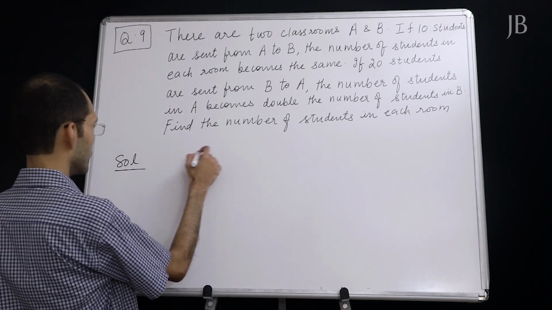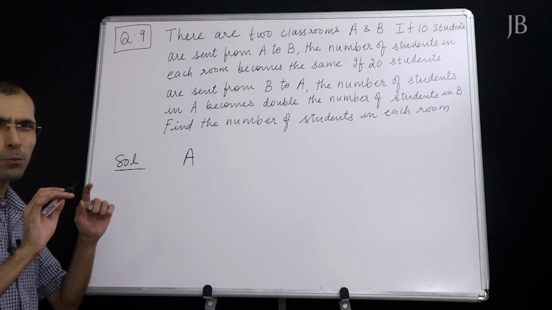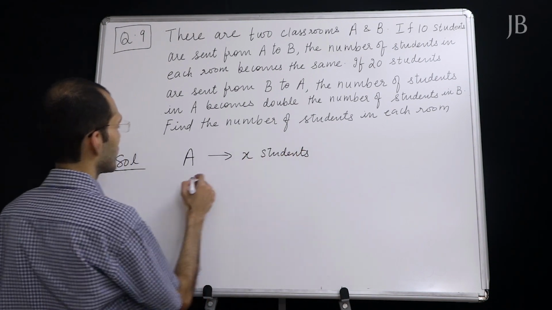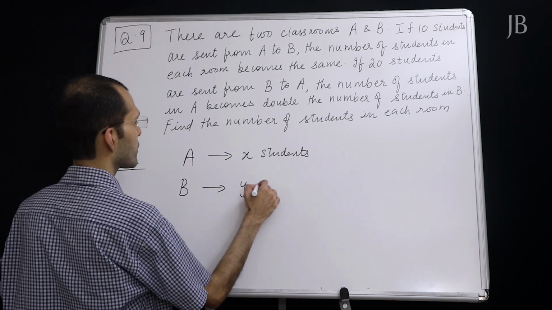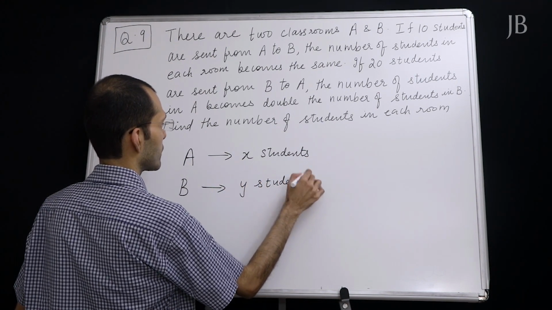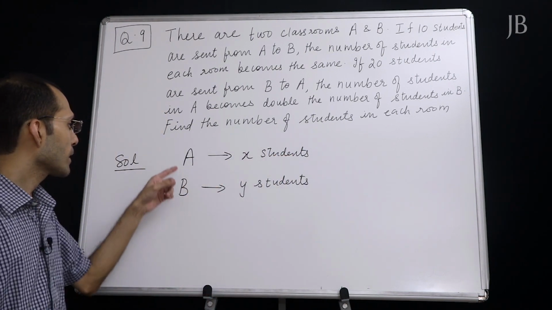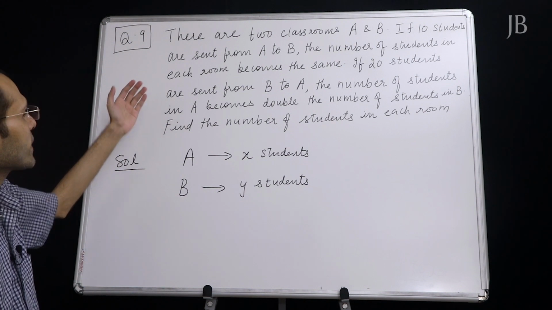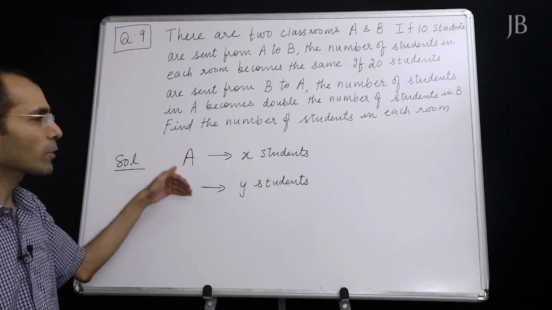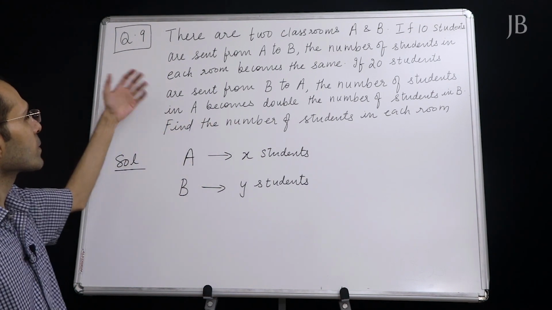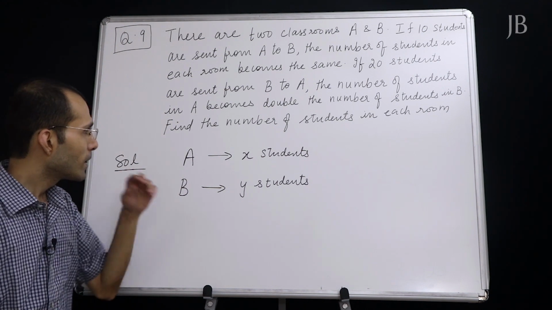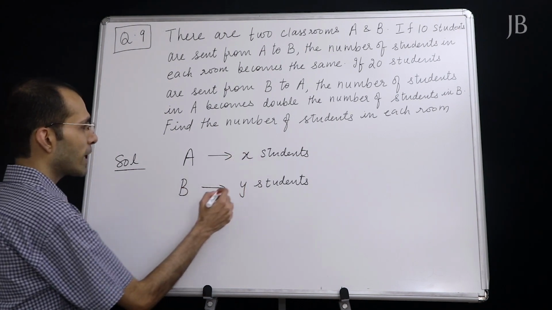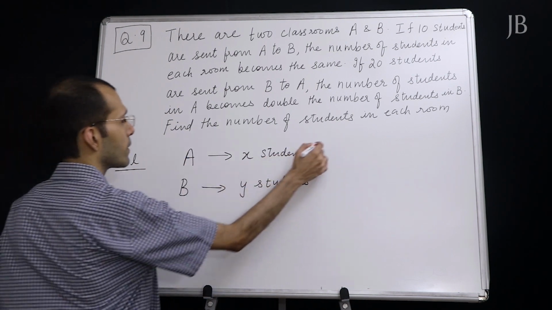Okay. Let classroom A have x students, and classroom B have y students. Now what are they telling us in case 1? If 10 students are sent from classroom A to classroom B, then something happens. What happens? The number of students in each room becomes the same. There were x students originally. Now 10 students have been sent. This is original.